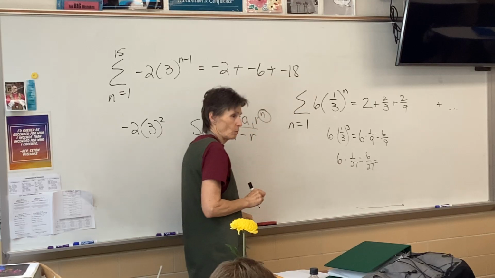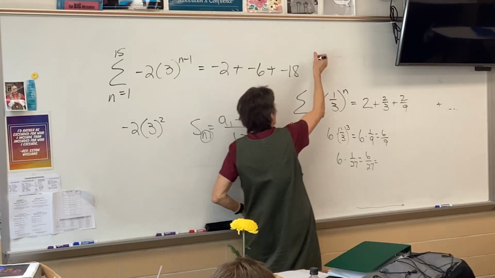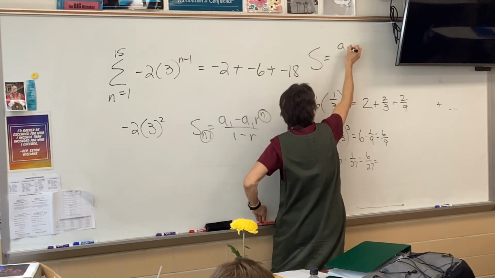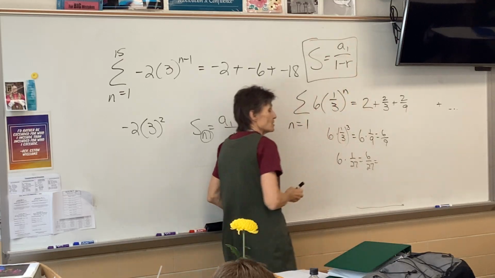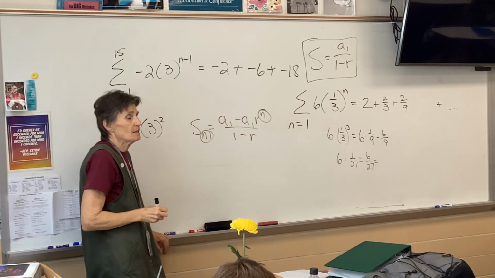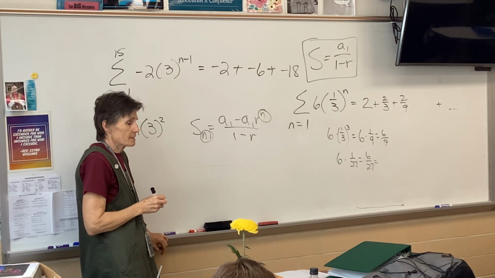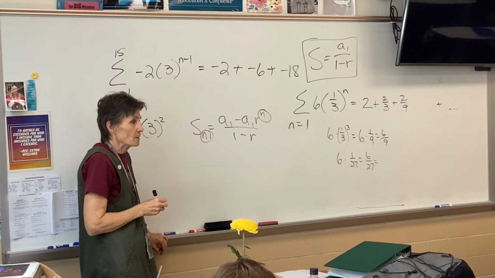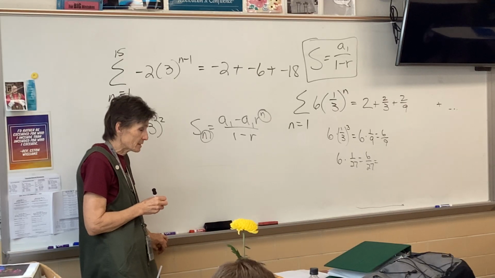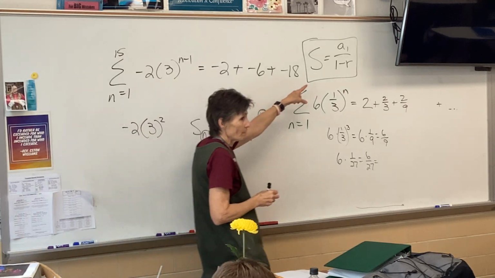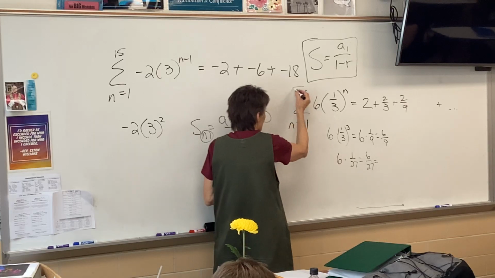So I have another formula. S equals A sub 1 over 1 minus R. That is your infinite geometric series formula. So if you want to add up something infinite, that's your formula. And you know it's infinite because it doesn't have a lid.